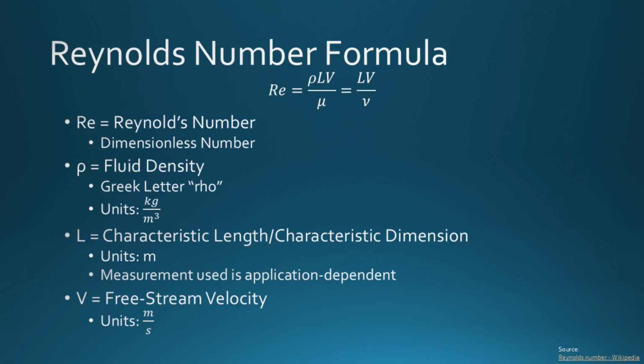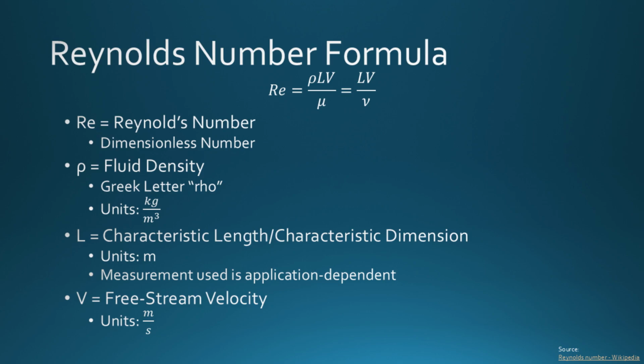L is going to be the characteristic length. Also, some people call it the characteristic dimension. The units are going to be meters. And what measurement is used for this is going to be dependent on your application. And I will go over a few of those possible applications in an upcoming slide.